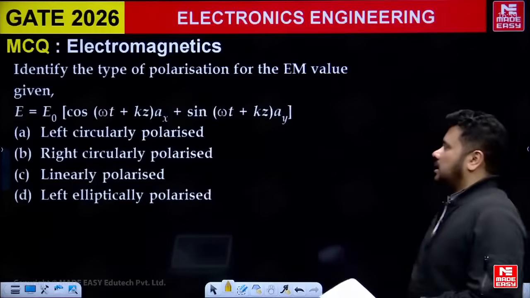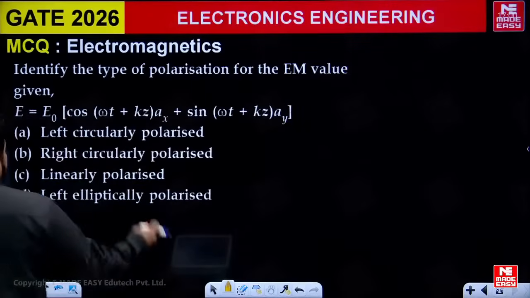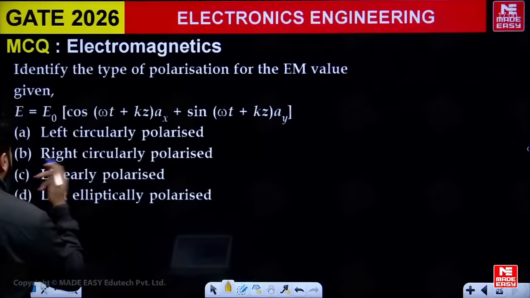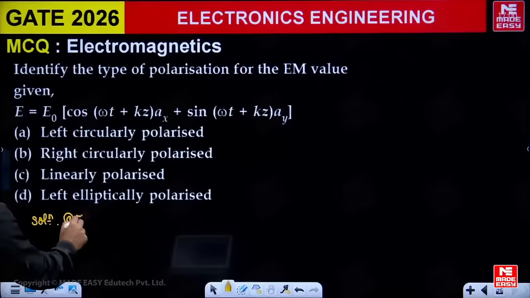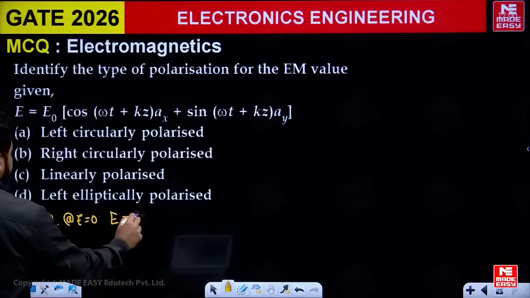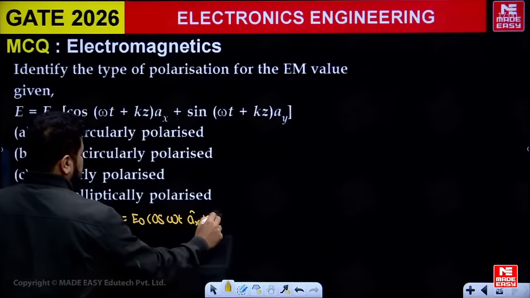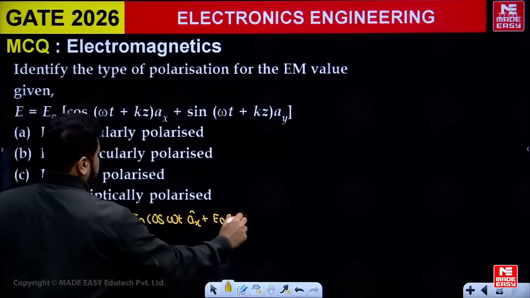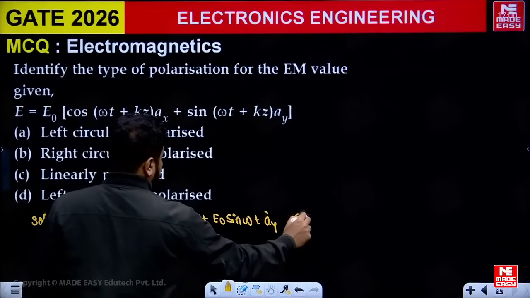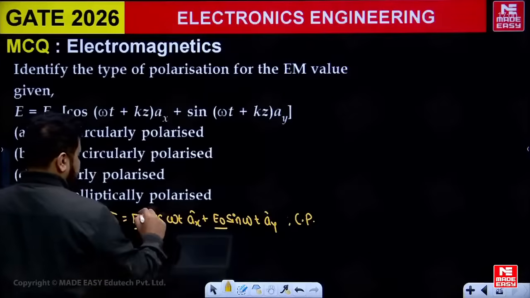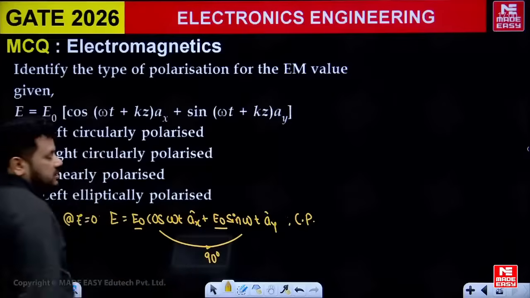Second question. Identify the type of polarization of the EM wave given. The electric field is given, and they are asking whether it is left circular, right circular, and so on. So in this case, what you have to do is first put z equal to 0. If I put z equal to 0, I will get the electric field as E naught cos omega t a_x plus E naught sin omega t a_y. So obviously this is a circularly polarized wave, because the amplitudes are equal and there is a phase difference of 90 degrees.